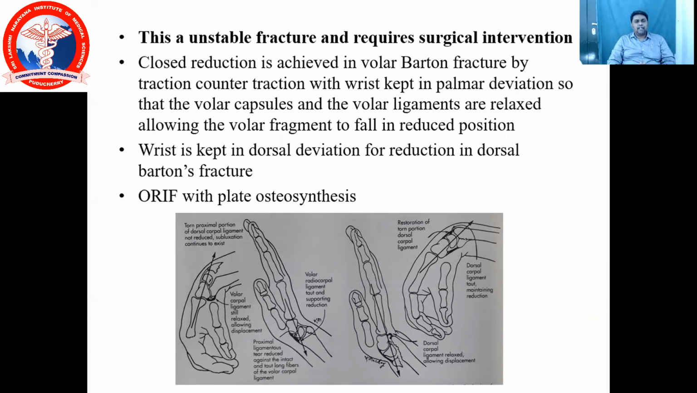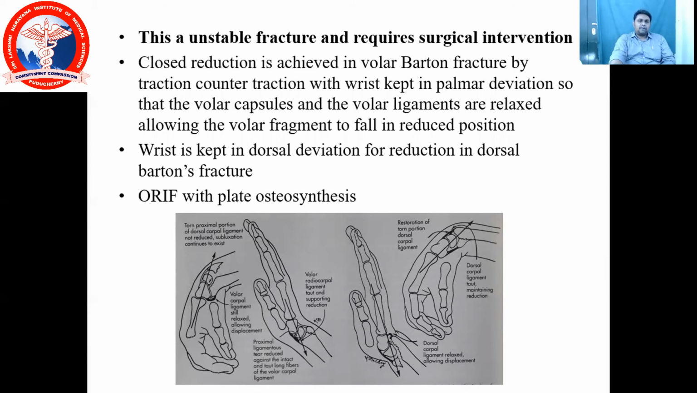In the picture, you can see the first picture. It is a dorsal Barton fracture where you reduce and keep the wrist in extension so that the fragment comes and sits in the position. For a volar Barton fracture, you give a traction and then keep the wrist in volar flexion so that the fragment is relaxed and it sits in the reduced position.